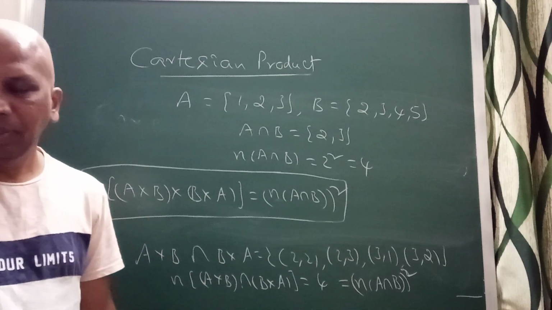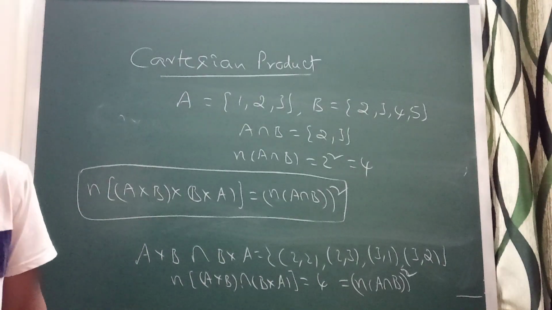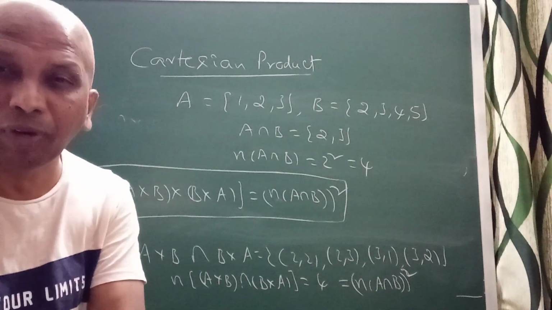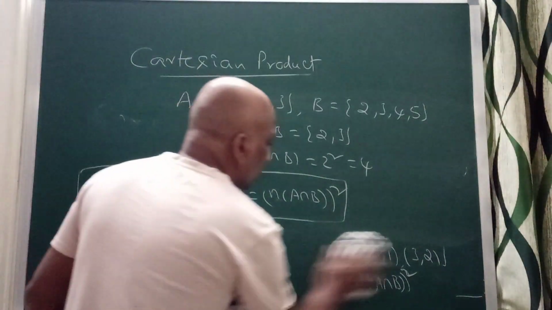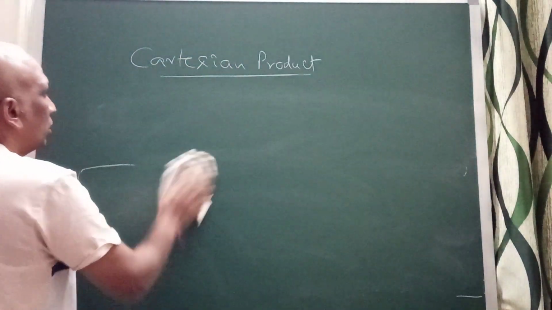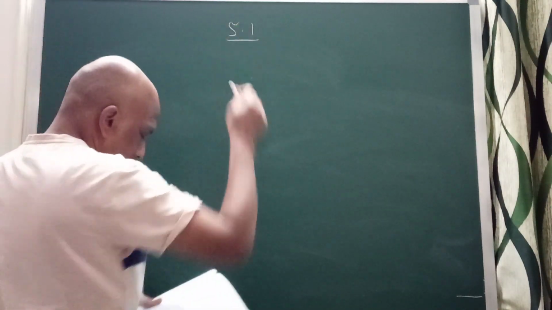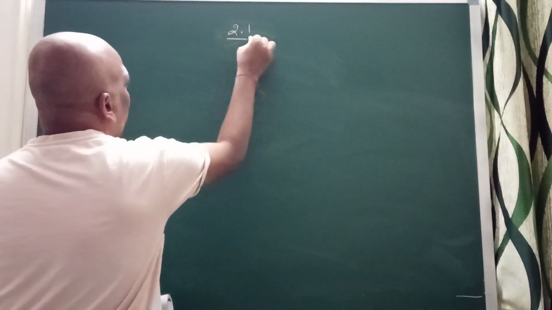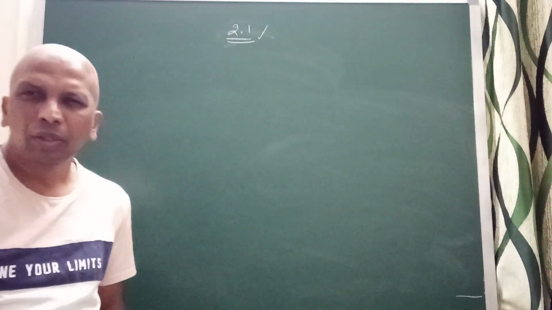Now I am going to discuss the exercise. Within 10 minutes, we will complete this exercise. These are the things required in the Cartesian product. These are simple exercises. The exercise, sorry, is 2.1, not 5.1. The exercise is 2.1.